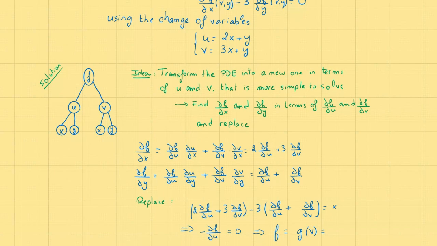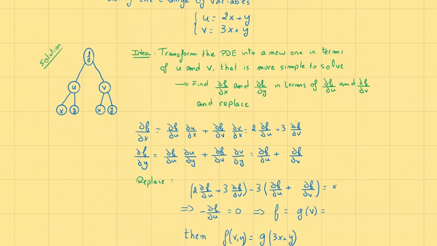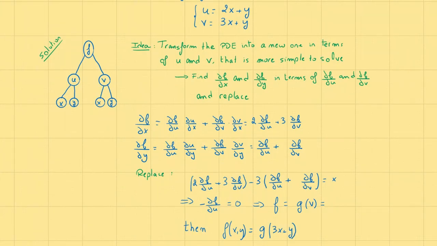Now, minus df over du equals 0, that's easy to solve. It's like the one we solved in the beginning. So any function that depends on v will have its derivative with respect to u equal to 0. So f will be then a function of v. So that's g of v. That's why, finally, the function f of x, y will be equal to any function of the package 3x plus y, which is v.